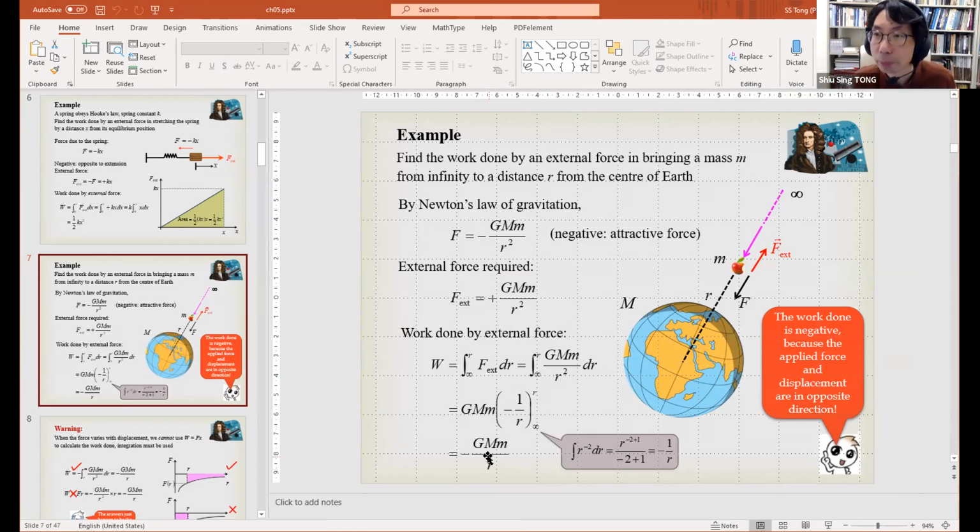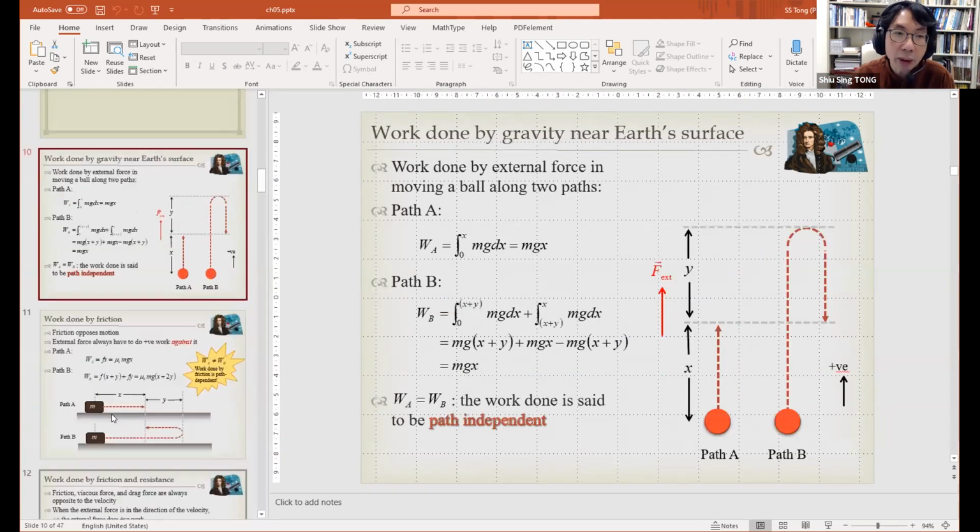For example, a Superman moved the object from infinity to the present position. So again, we calculate the work done by the external agent against the gravity force.